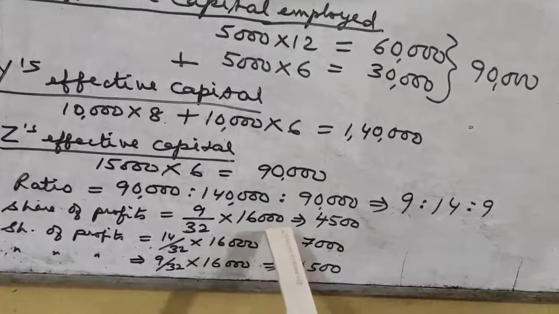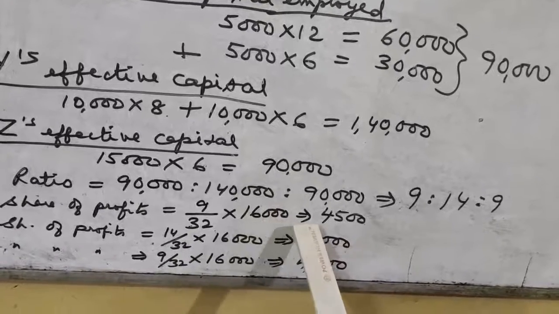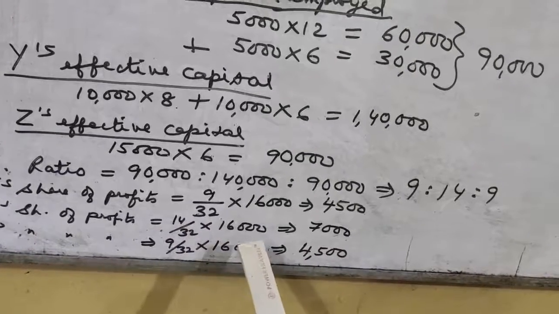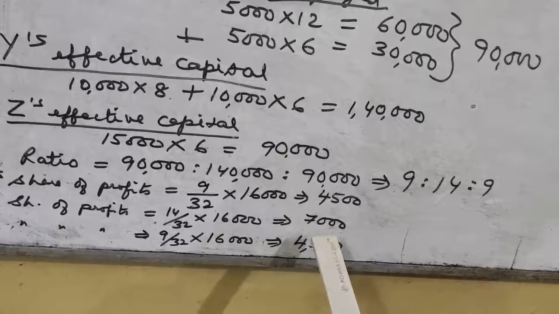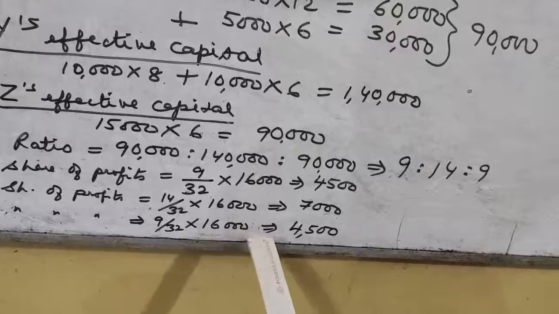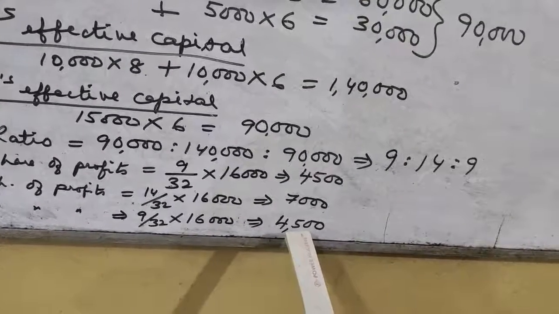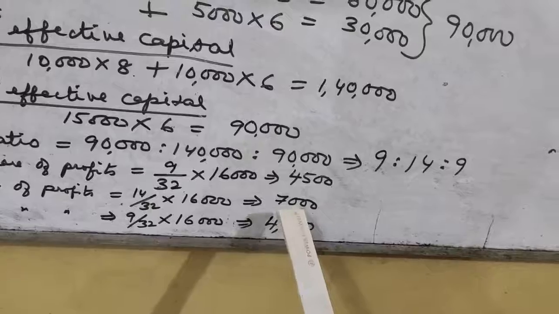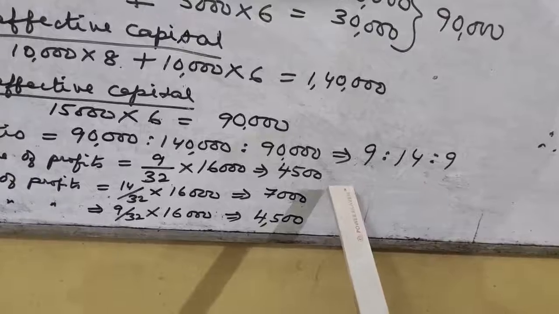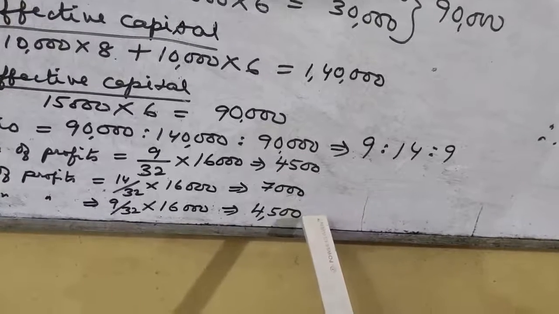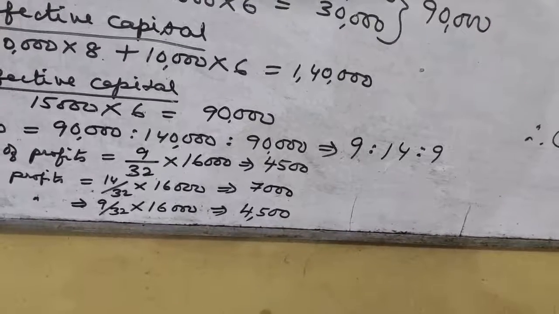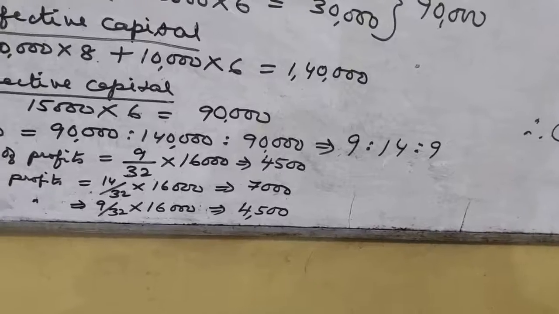So 9 by 32 into 16,000, which is the divisible profit, that is 4,500. Y's share of profit will be 14 by 32 into 16,000, that is 7,000. And Z's share of profits will be 9 by 32 into 16,000, that is 4,500. So the total profit 16,000 will be divided between X, Y and Z. X is going to get 4,500, Y is going to get 7,000, and Z is going to get 4,500. This is the manner in which the capital ratio of the partners is found out.